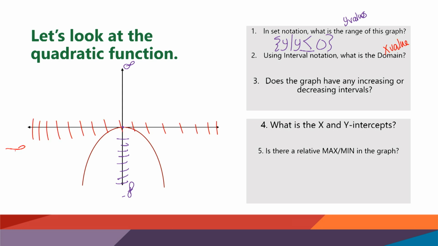I'm starting, this is negative infinity, this is positive infinity. So what can I say about my domain? Now my graph just doesn't stop here. It keeps going on and on and on. I just had so much room on my slide. So where does it stop? It doesn't. So it's going to start at negative infinity and it's going to stop at positive infinity.